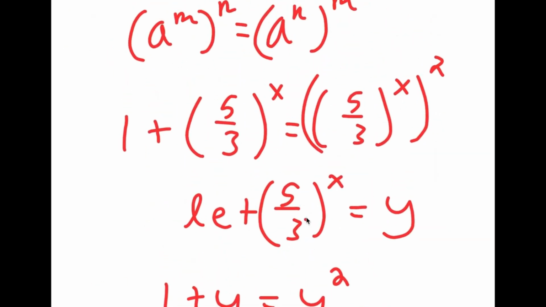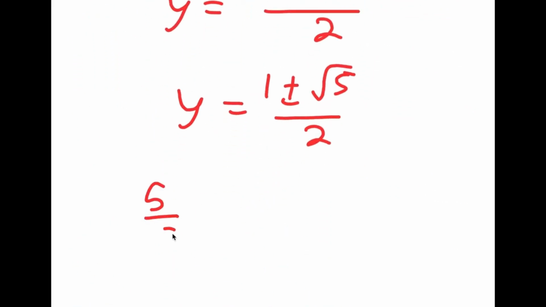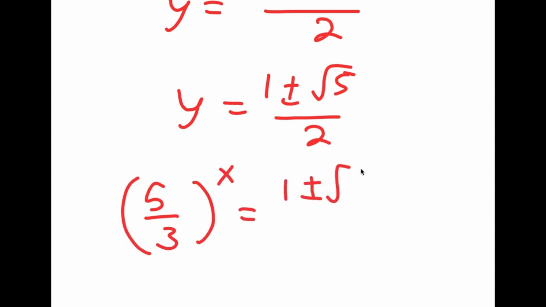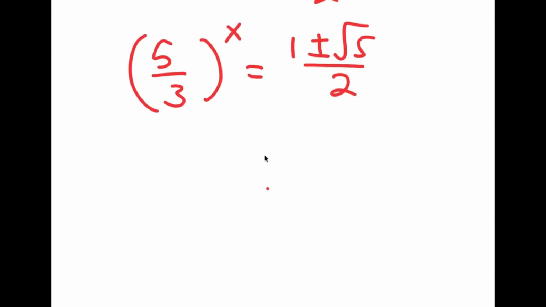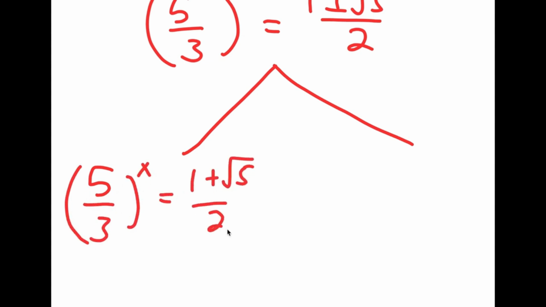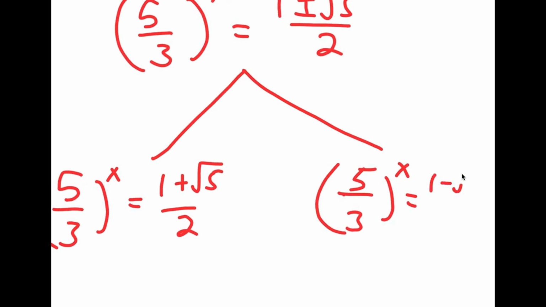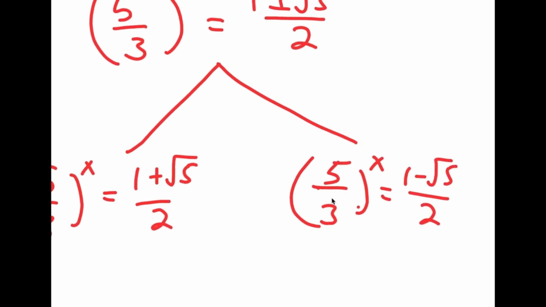Now remember how we let 5 over 3 to the power of x equal to y. So I have 5 over 3 to the power of x equals 1 plus or minus the square root of 5 over 2. So now this gives me two equations. I have 5 over 3 to the power of x is equal to 1 plus the square root of 5 over 2, and 5 over 3 to the power of x is equal to 1 minus the square root of 5 over 2.